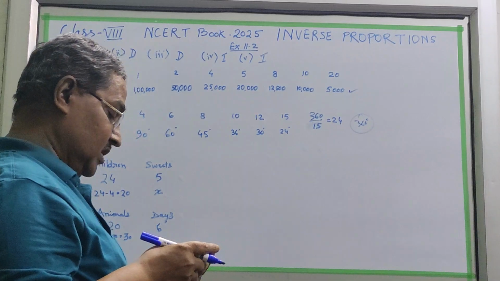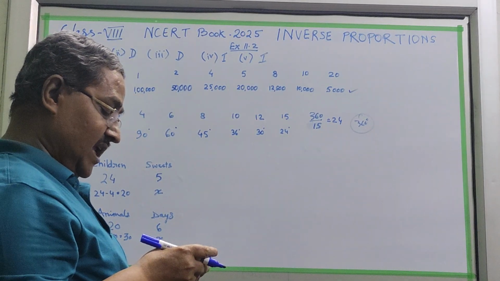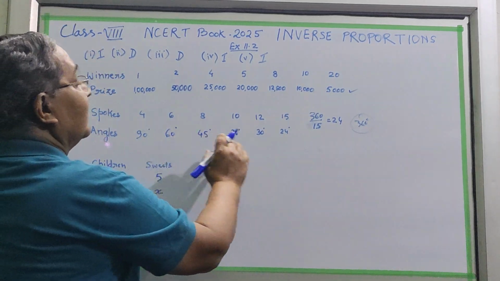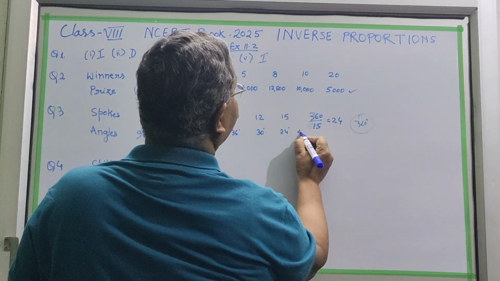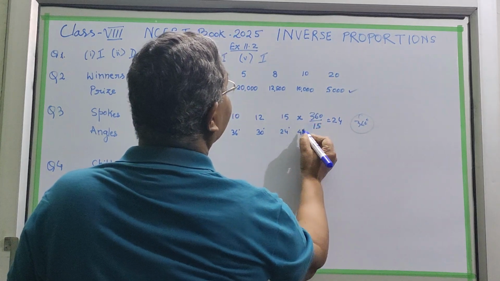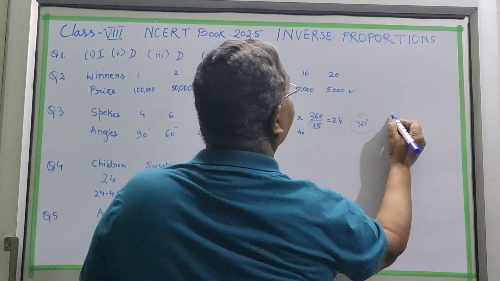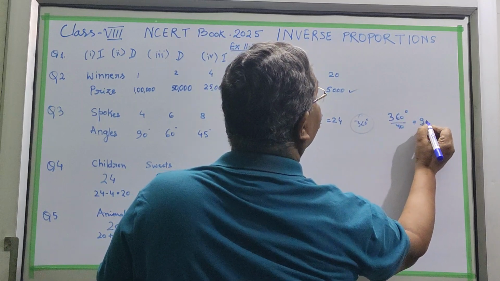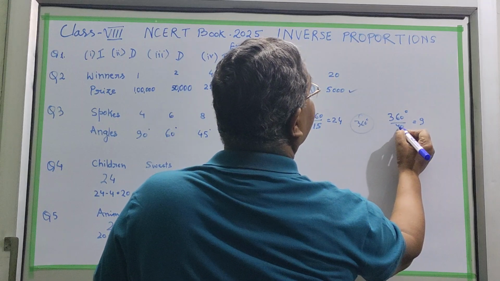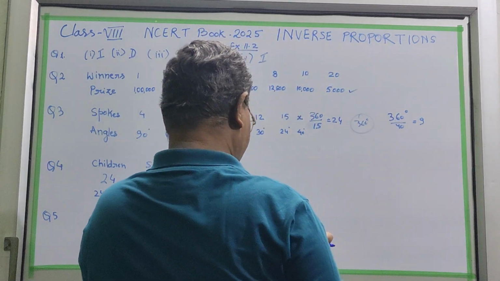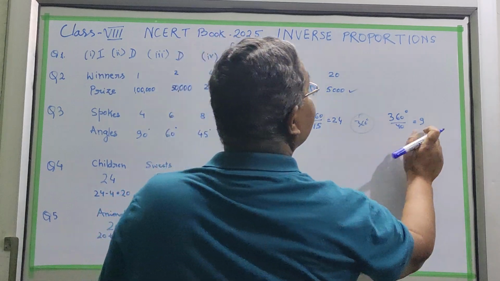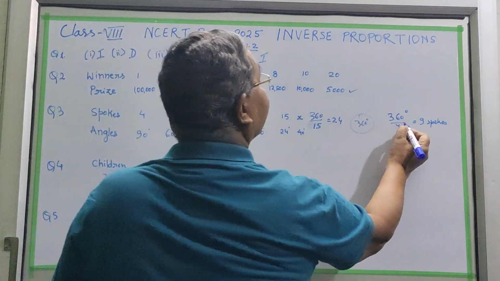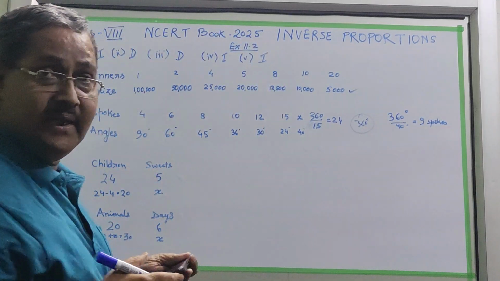Now the third part of the question: how many spokes would be needed if the angle between a pair of consecutive spokes is 40 degrees? Again, what we will do is divide 360 by 40. So how many spokes would be needed? It means 9 spokes. 9 spokes will be needed. If we make the angle 40 degrees, then 9 spokes will be needed.